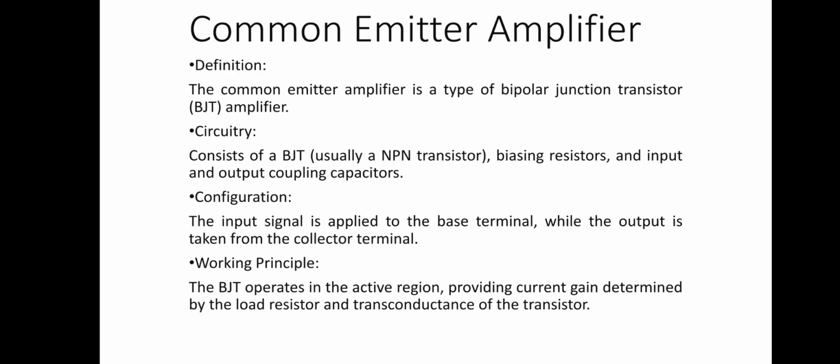Common emitter amplifier. The common emitter amplifier is a type of bipolar junction transistor amplifier. It consists of a BJT, biasing resistors and input and output coupling capacitors. The input signal is applied to the base terminal while the output is taken from the collector terminal. Working principle: the BJT operates in the active region, providing current gain determined by the load resistor and transconductance of the transistor.